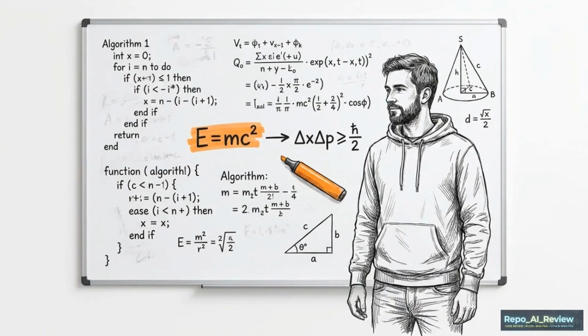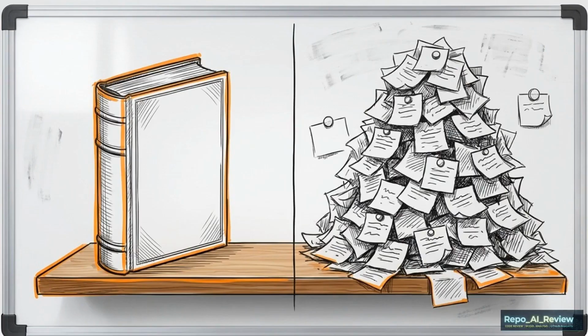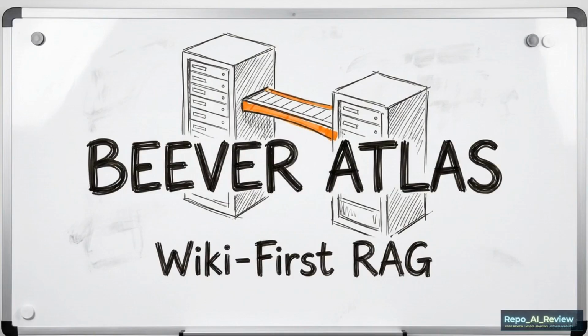AI researcher Karpathy pointed out a crucial limitation here. Large language models are highly optimized to reason over structured, curated encyclopedias. They struggle to parse the noise of chat transcripts. Beever Atlas is an open-source solution built to bridge this architectural mismatch for development teams.